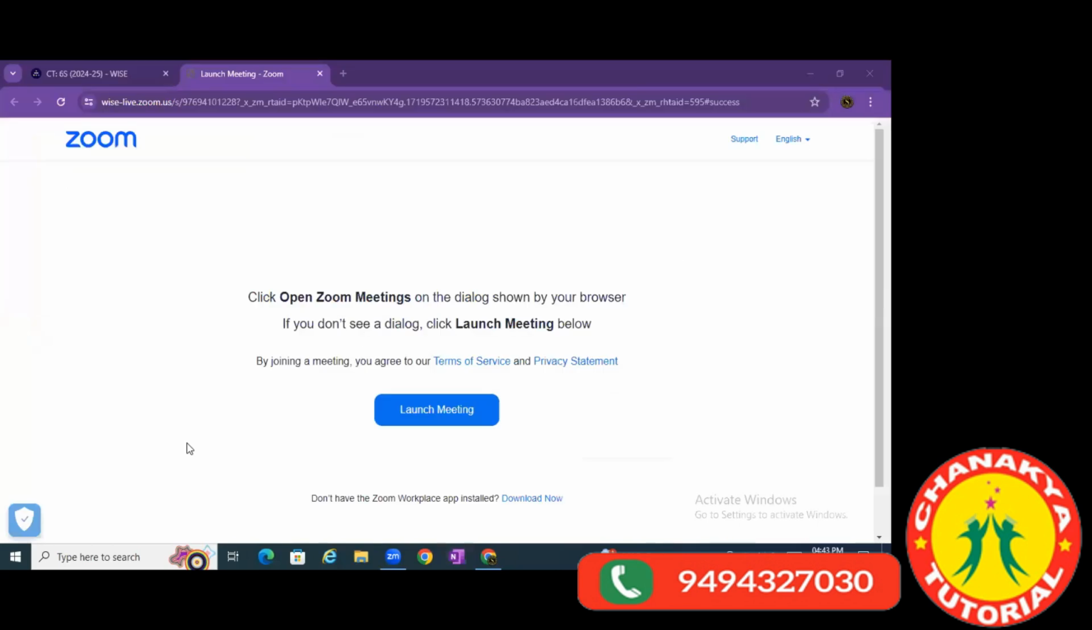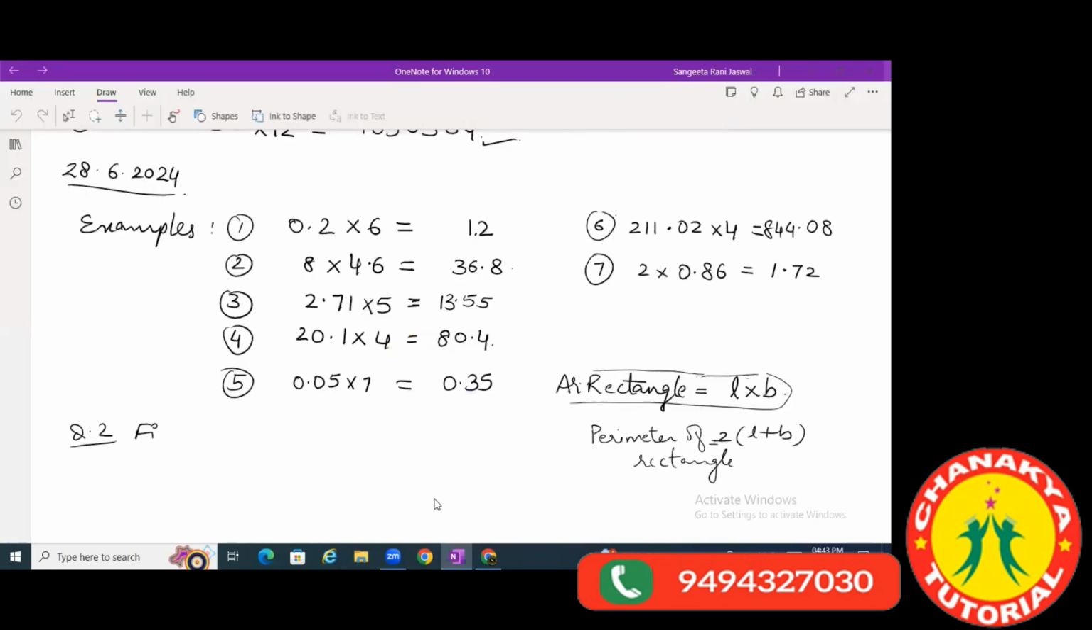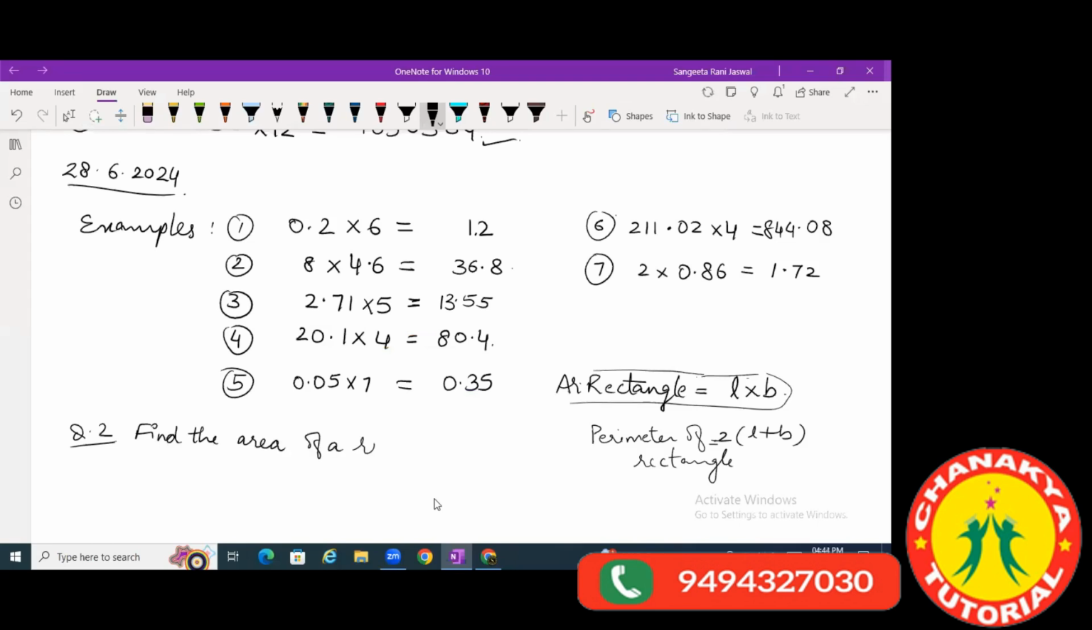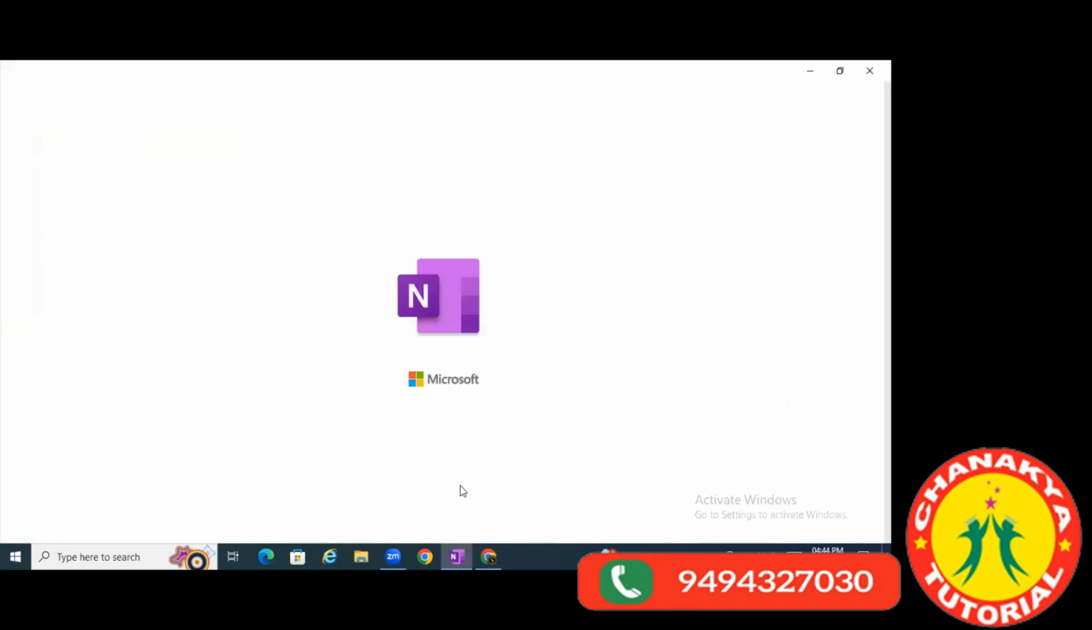Okay, let's take a question now. Please write down: find the area of a rectangle whose length is 5.7 centimeters and breadth is 3 centimeters.